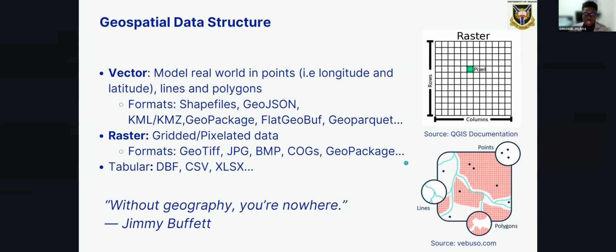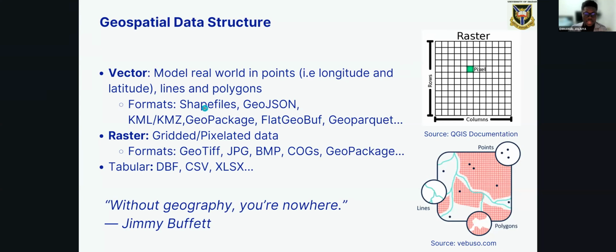So you can use them interchangeably depending on what you're trying to build or the project you're trying to work on. But at the end of the day, all these features, all these geometries, we use them to represent the real world so that we can work with them and analyze them in a GIS environment. So these formats have their own pros and cons.